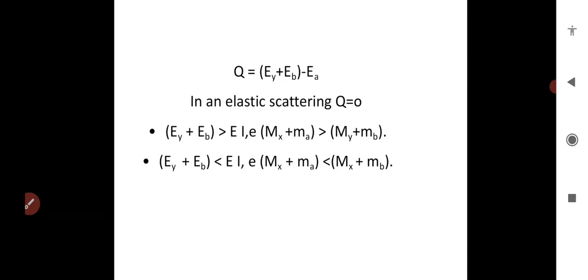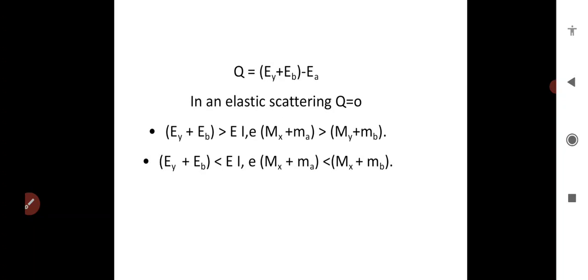Second case is if Q is negative, energy must be supplied to bring about the nuclear reactions, that is endergic reactions. That is Ey plus Eb less than Ea, Mx plus Ma less than My plus Mb. See, this is the Q value of a nuclear reaction.